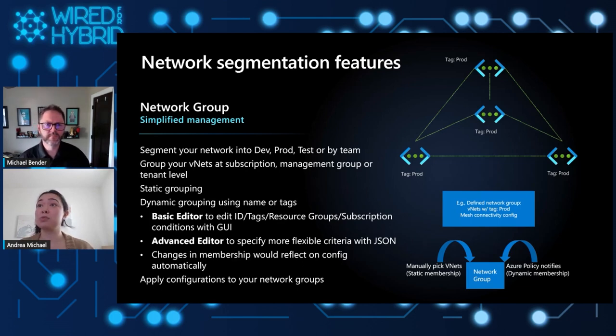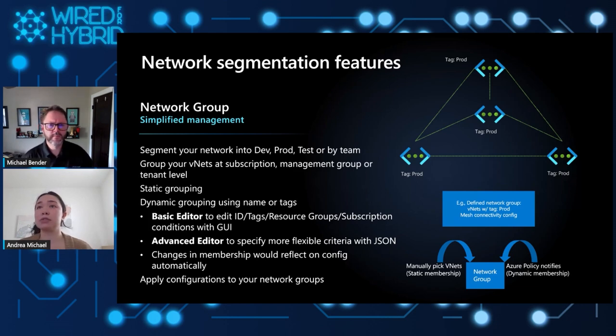A VNet can also be part of multiple network groups, so you don't need to worry about having kind of perfect fit network groups that don't overlap at all. You can have subsets of network groups, you can have overlapping network groups, whatever you want. It's up to you, because again, these are just containers that you define however you'd like.